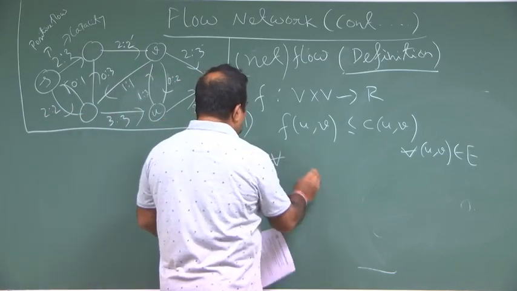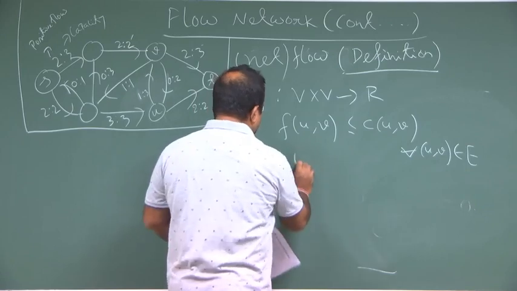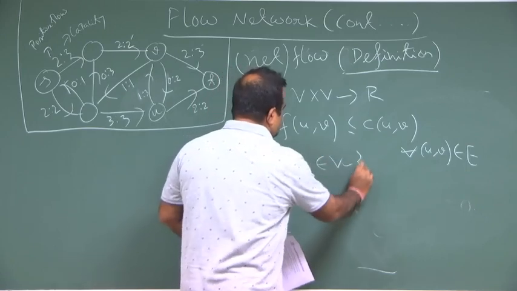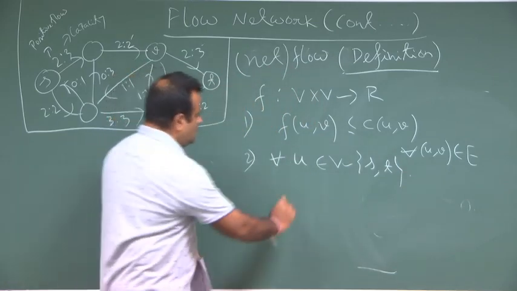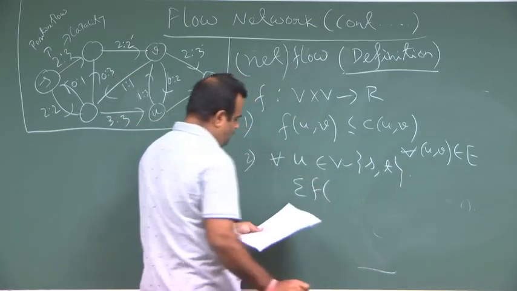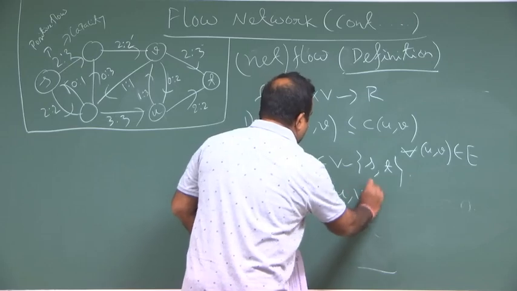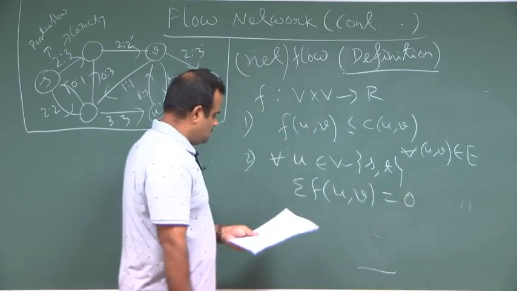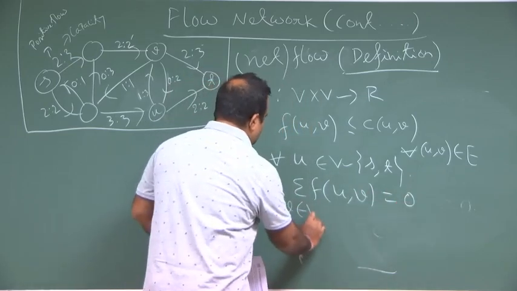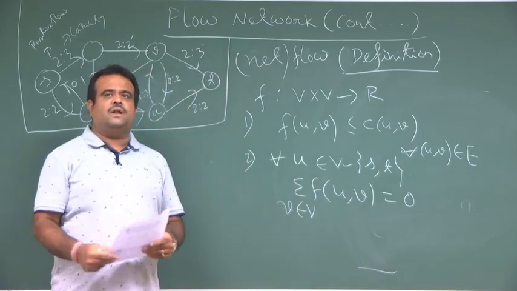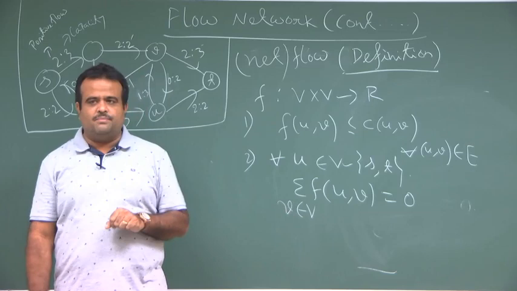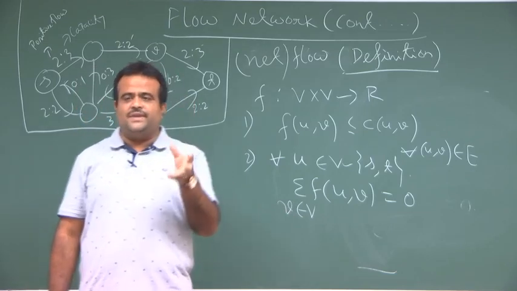So for all u coming from this set, we have the summation of f of u v equal to 0, where v belongs to this set. In the positive flow we had two sums, but here we have one sum because we are just considering the net flow.